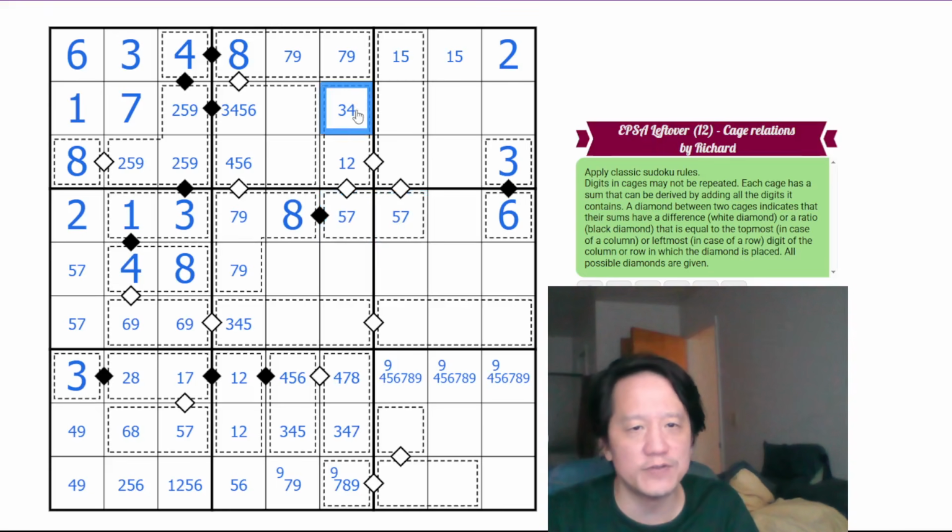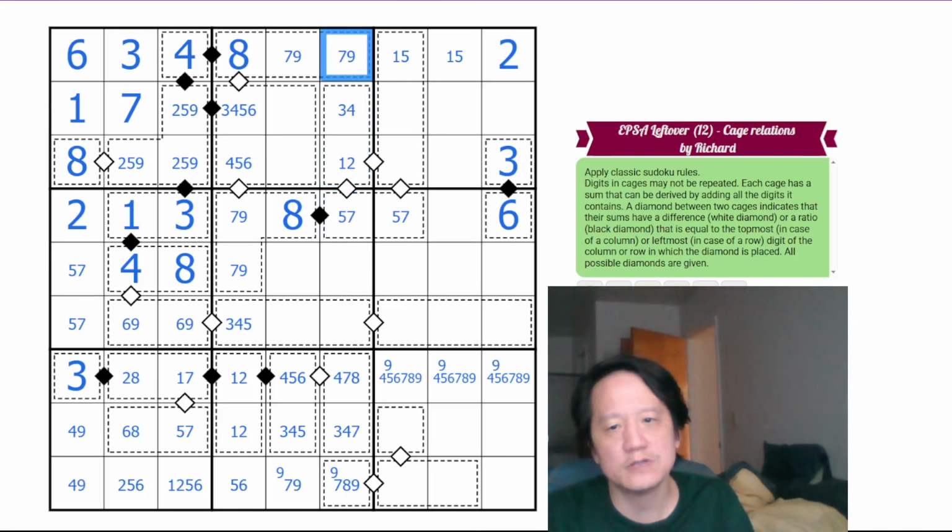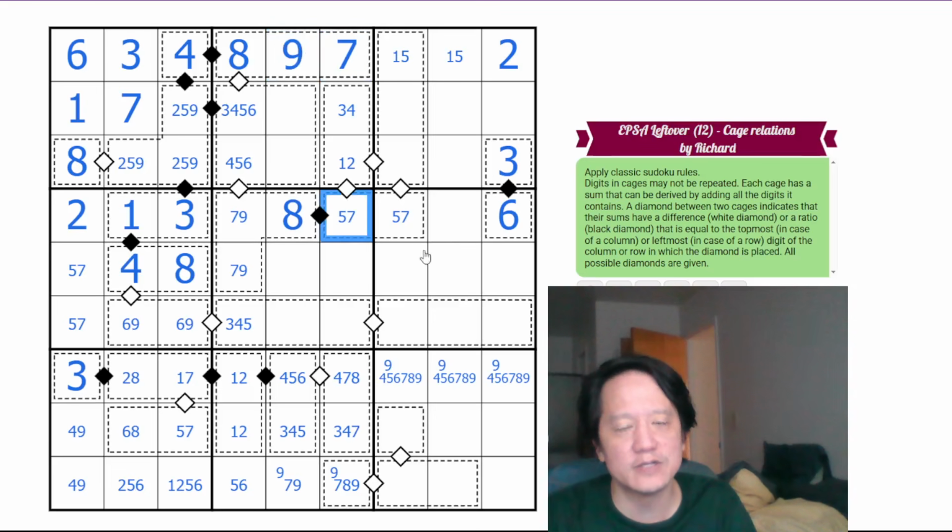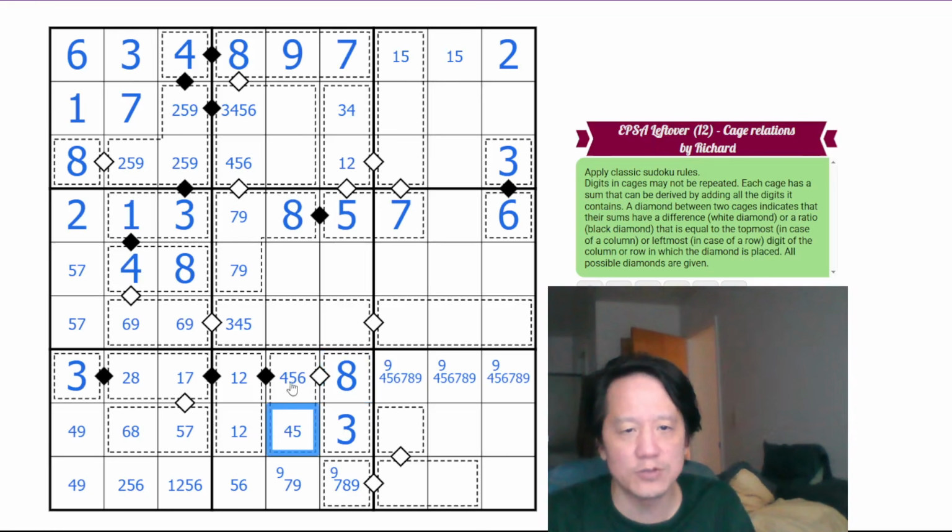This is 12. This is 5, which has a difference of 7. So this is 7. That's 9. 7 eliminates 7 here, so it's 5 and 7. It also eliminates 7 here, so this can't be 4 and 7. Therefore, that's 3 and 8. Which means this can't be 3 and 6, adding up to 9. This is 4, 5 as a pair.